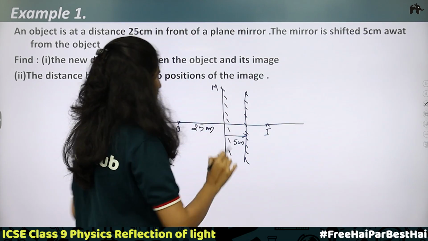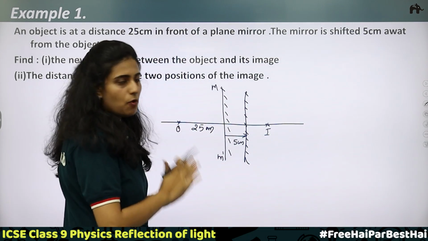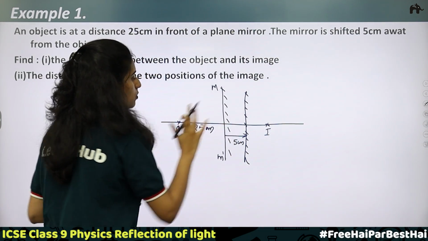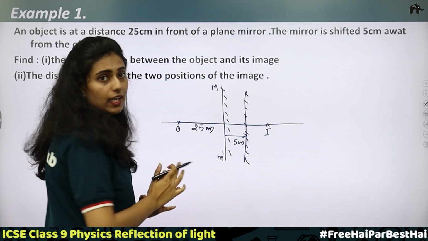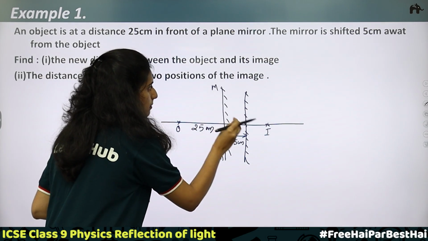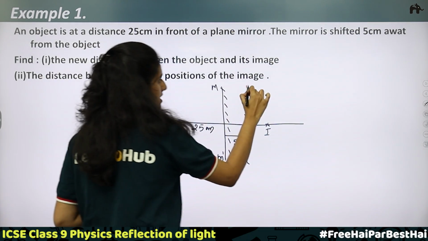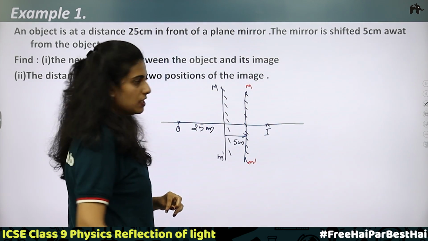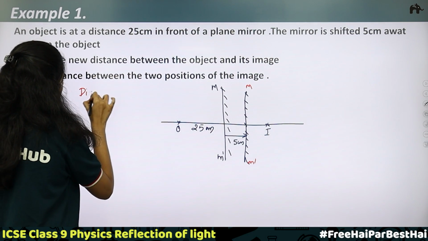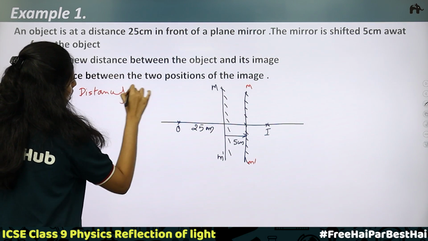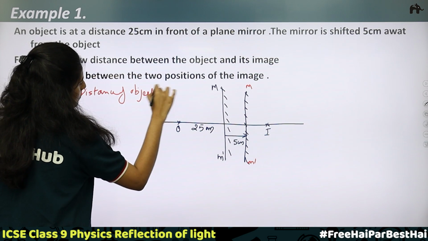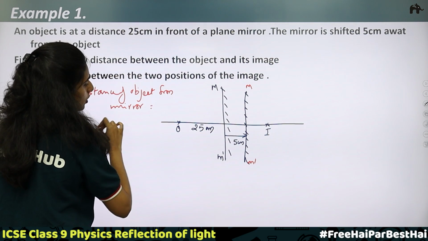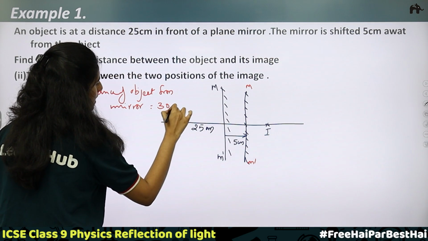Now what is happening? The object is at the same point. What has happened? The mirror is moved by 5 centimeter. When the mirror moves by 5 centimeter, what is the distance of the object from the mirror? This is the new position. It will be 25 centimeter plus 5 centimeters. So, distance of object from mirror is equal to 25 plus 5, 30 centimeter.